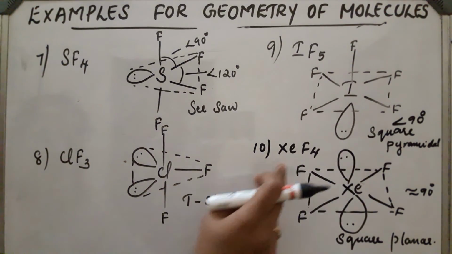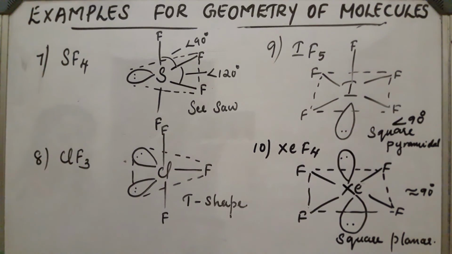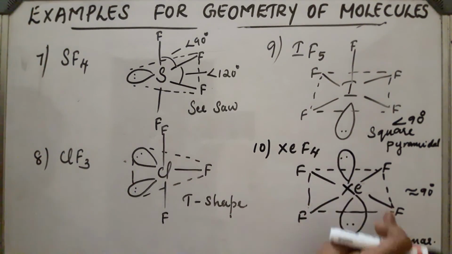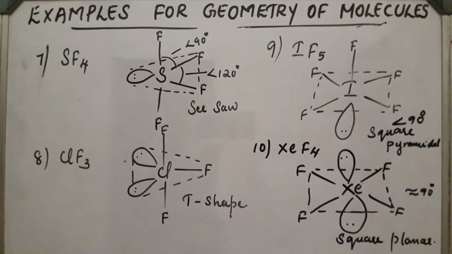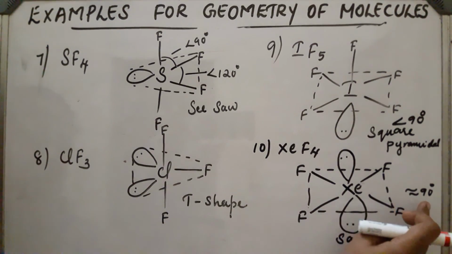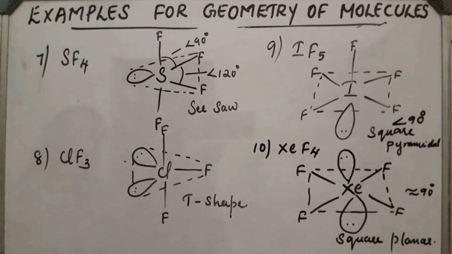Next, tenth example, XeF4, xenon is the central atom. It is surrounded by four fluorine atoms, and this xenon contains two lone pairs, which are at the two axial positions. This is the most stable position. Actually, the shape is octahedral, but due to the presence of these lone pairs, the bond angle is approximately 90 degrees, and the structure is called square planar. These are some of the examples for the geometry of molecules.